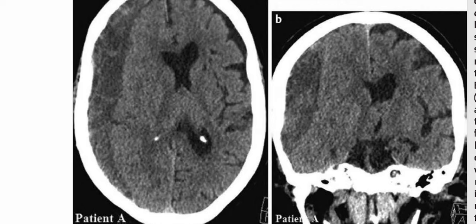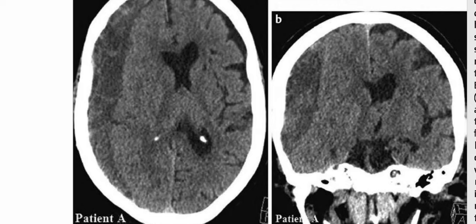So on the axial and reformatted coronal CT images, you can see that there is a mixed attenuation subdural hemorrhage, which is overlying the right cerebral hemisphere with midline shift to the left and subfalcine herniation. Also, there is compression of the right lateral ventricle and partial entrapment of the left lateral ventricle.